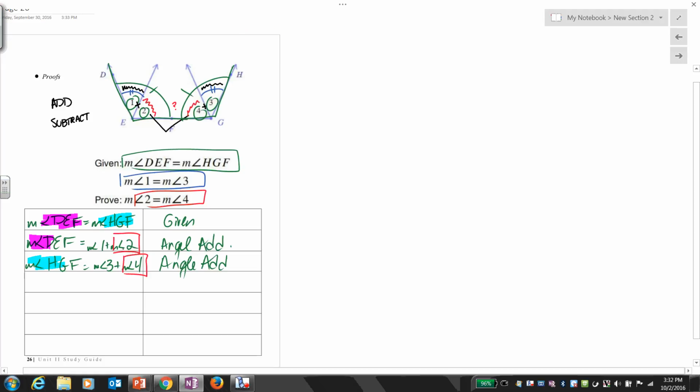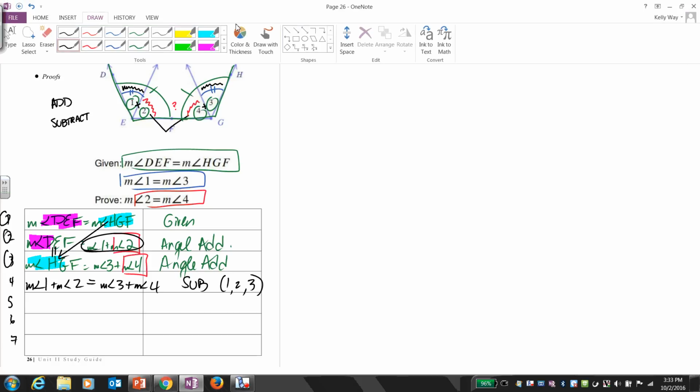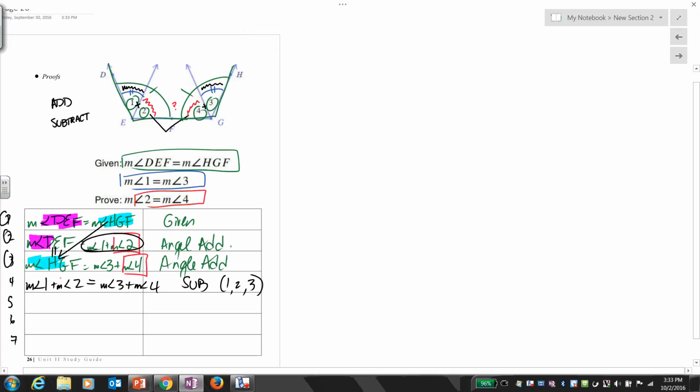Somehow we need to get these on the same lines. Well, we're told that these are equal, so we can say that measure angle 1 plus measure angle 2, that's DEF, which is equal to HGF, is equal to measure angle 3 plus measure angle 4. That's substitution. And to get line 4, we substituted lines 1, 2, and 3. Let's keep track of our targets. Our targets are 2 and 4.